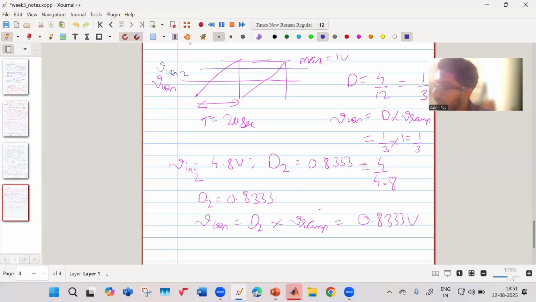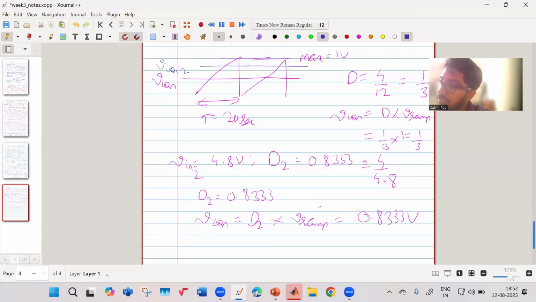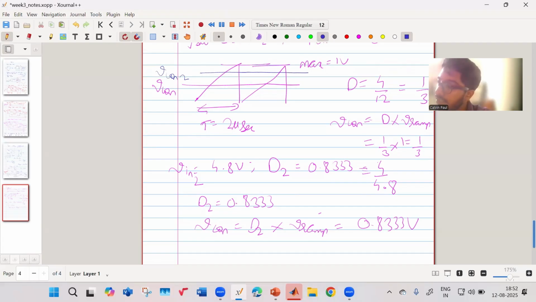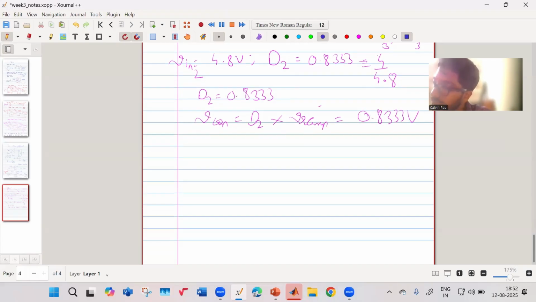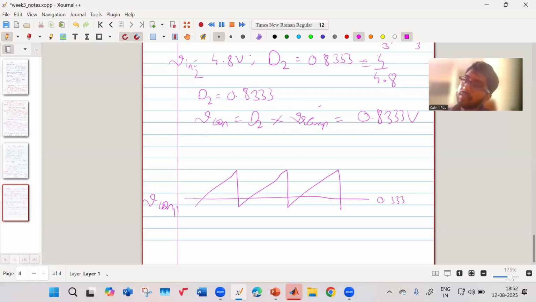But what they do in input voltage feed forward is, suppose this is your original one, where it is around 0.33. This is your Vcon 1. But now your input voltage has reduced. So when your input voltage has reduced, what is done is they make this ramp even smaller.